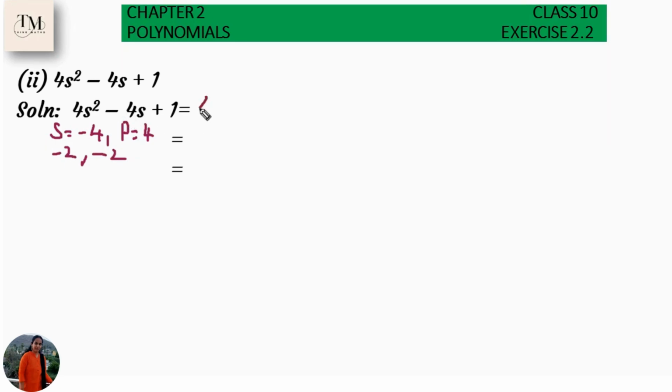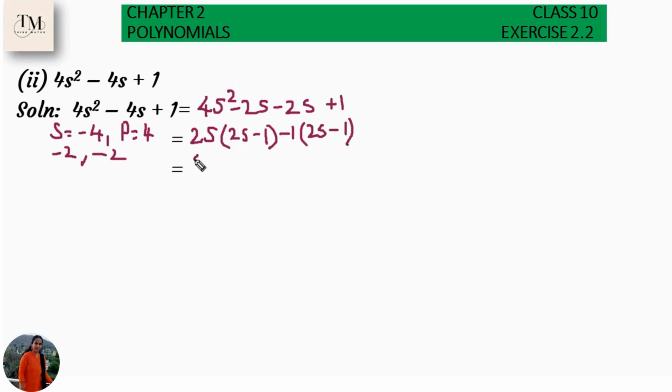So this equation can be written as 4s square minus 2s minus 2s plus 1. From the first two terms, you can take 2s outside, so the remaining will be 2s minus 1. Okay. Here I am taking minus 1 outside. So 2s, here it is positive, so to get positive, I add a minus. 2s minus 1. So the common term is 2s minus 1, which is taken outside, and the remaining will be 2s minus 1.